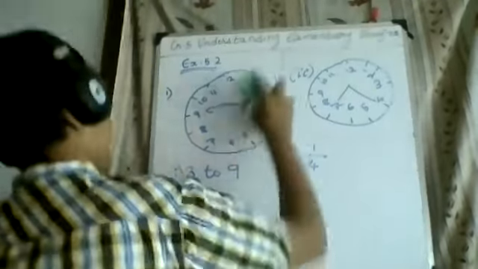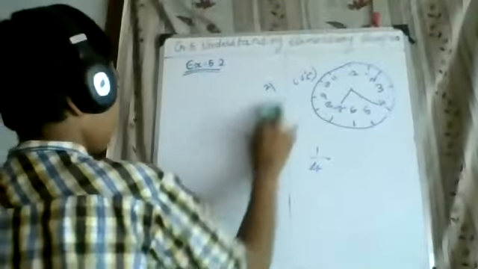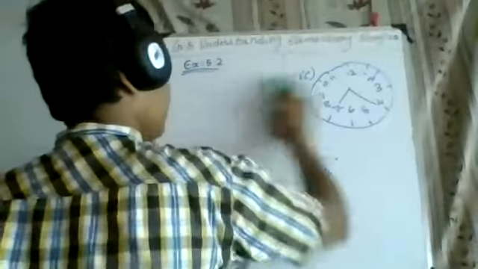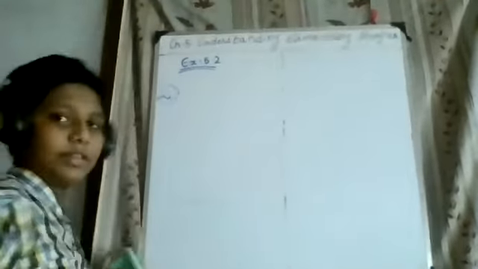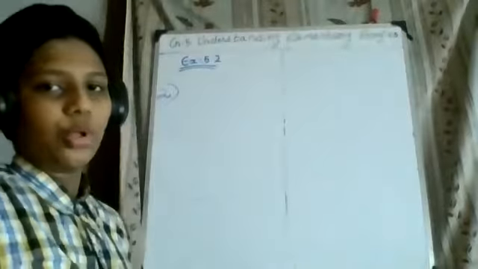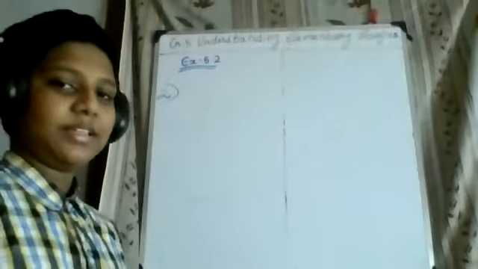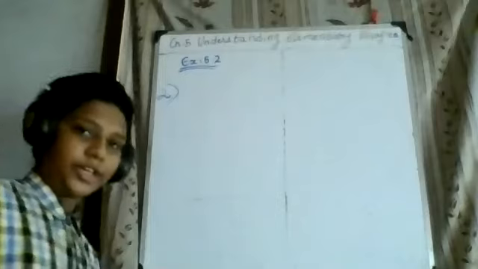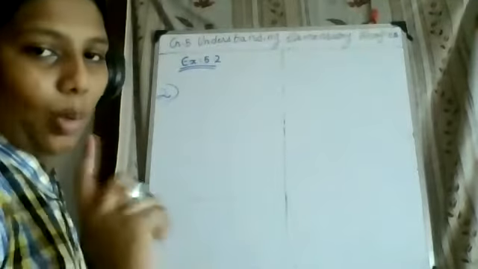Okay, next. Let us see the second question. Question number 2. What is question number 2? Where will the hand of a clock stop if it starts at 12 and makes half of a revolution clockwise?